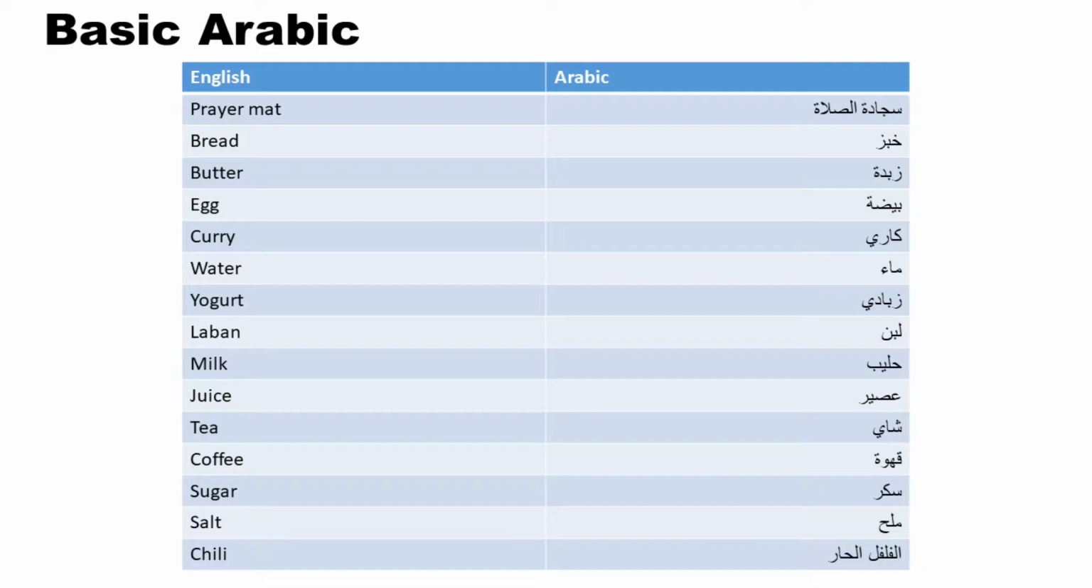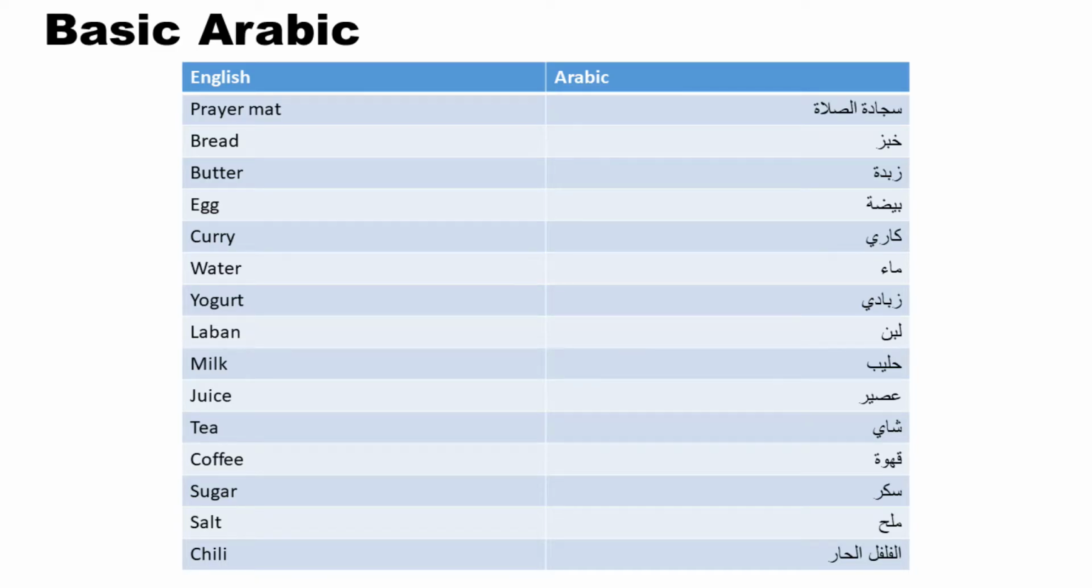Laban in Arabic also, a buttermilk is Laban, milk, halib, juice, asir, tea, shaya. There is a black tea and tea with milk. So if you want a tea with milk, you can say shaya mua halib, and then if you want a sugar, you can say shaya mua halib or sukkar.